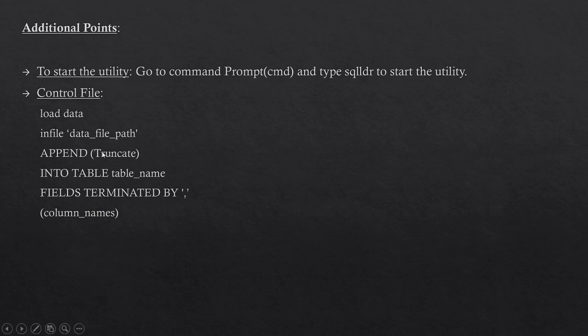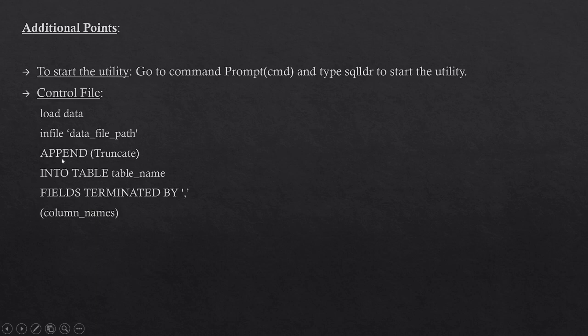Then we have append, and in brackets I have written truncate. This is because at present I had a certain number of rows already present in my table, so I have deleted those records. I could do that through the loader also. If I write truncate over here, then all the rows will get deleted automatically through SQL Loader, and new data from the external file will get inserted in the table. But as I have already deleted them, I could not show it. Still I will use truncate. This will not impact my control file.